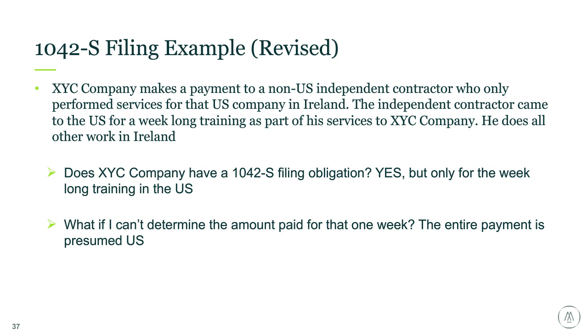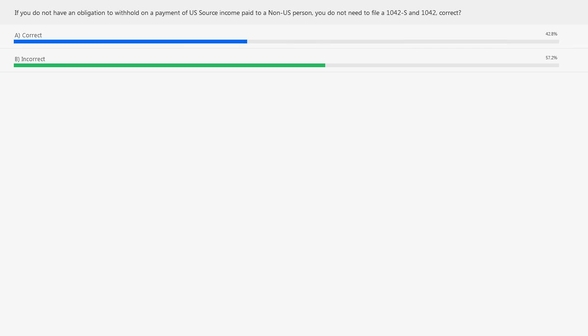All right. So if you have made a payment of U.S. source income and you don't have any withholding, you still have to file a 1042-S. It's not the withholding that triggers your 1042-S reporting. It's the fact that you made a payment of U.S. source income. So make sure, even if you're not withholding, and you don't have to, if you're making payments of U.S. source income, you are filing 1042-S's and 1042s.